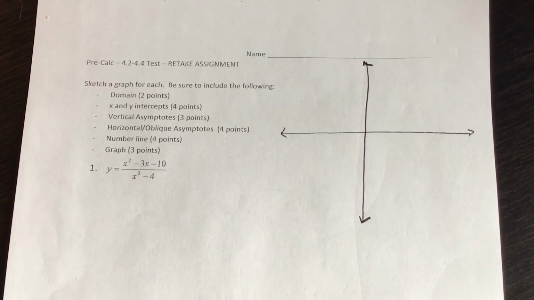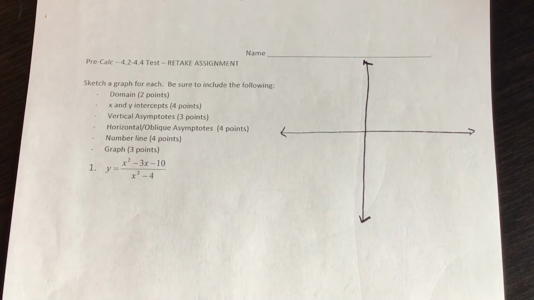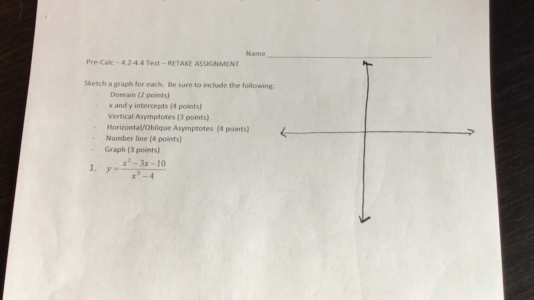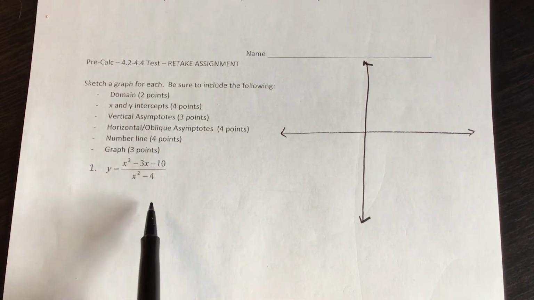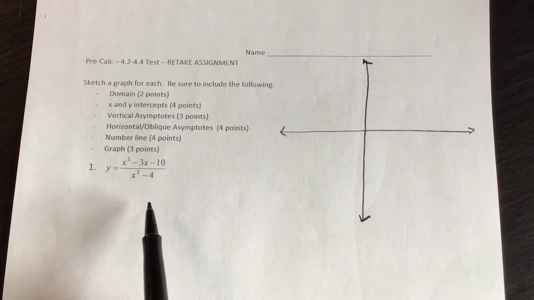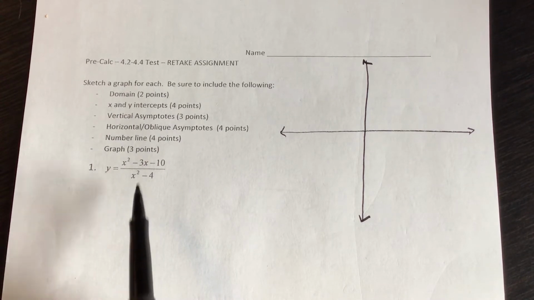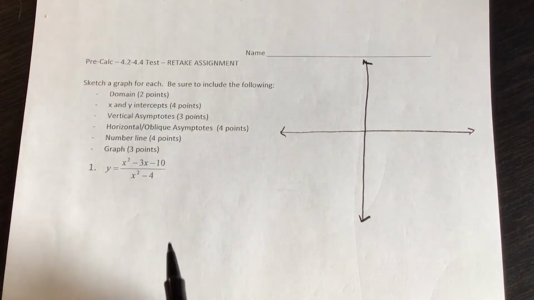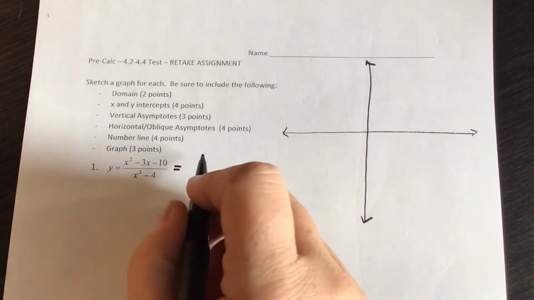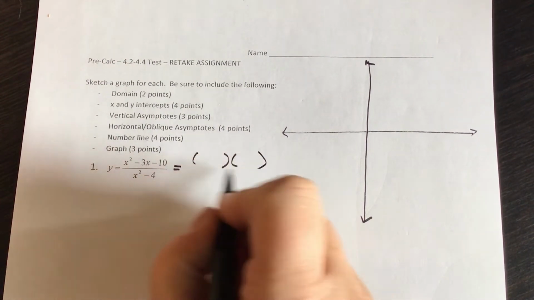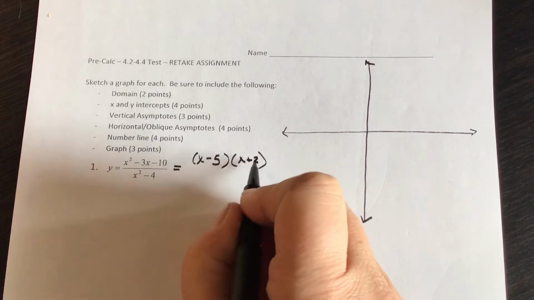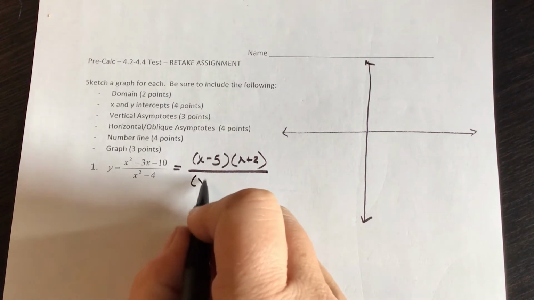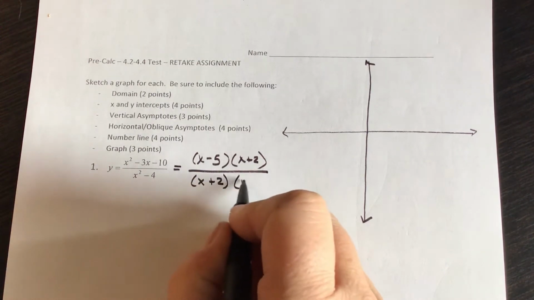All right, so this is the retake assignment to be able to retake the tests for sections 4.2 to 4.4. In this first problem, they're asking us to basically analyze the rational function and to graph. So we have some steps here that we need to follow to analyze. First thing we need to do is factor. And this would be x minus 5 and x plus 2 over x plus 2 and x minus 2.